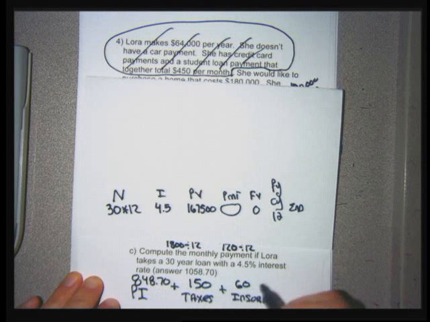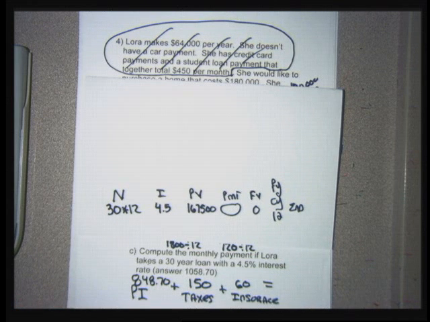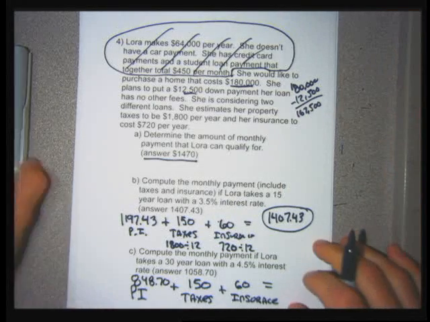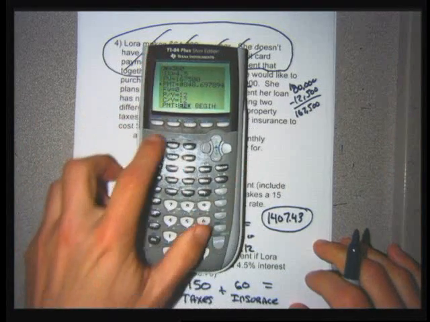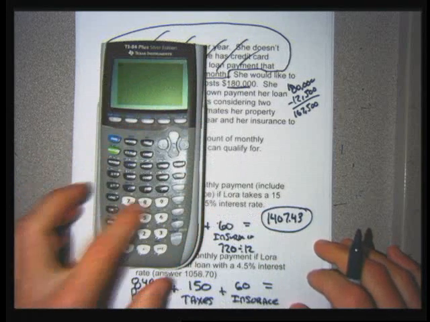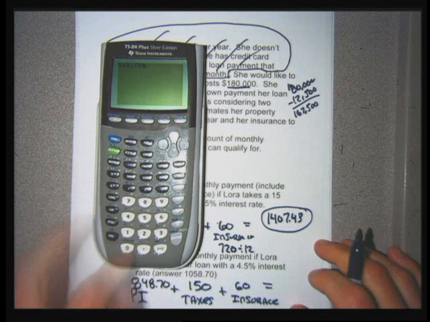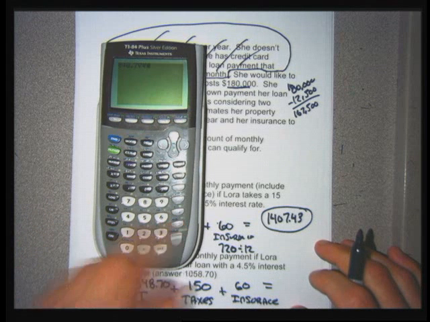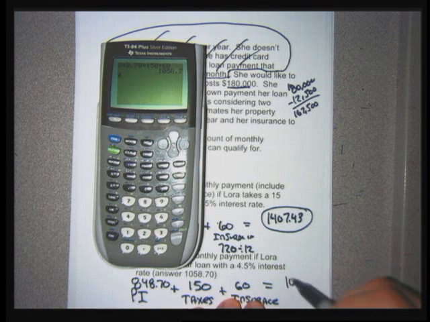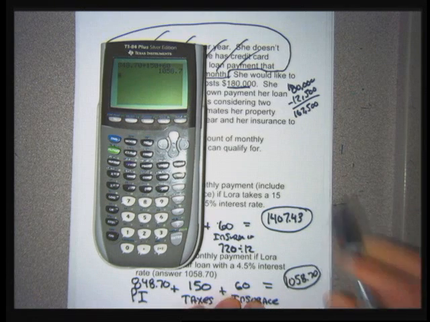To get her total monthly payment, the amount that she'd send to the bank each month, I have to add the principal, interest, taxes, and insurance together. If I add these figures together, getting off the TVM solver screen, and take the $848.70, the PI portion of her payment, plus the $150 taxes, plus the $60 insurance, I get $1,058.70, and that's going to be the answer to Part C.